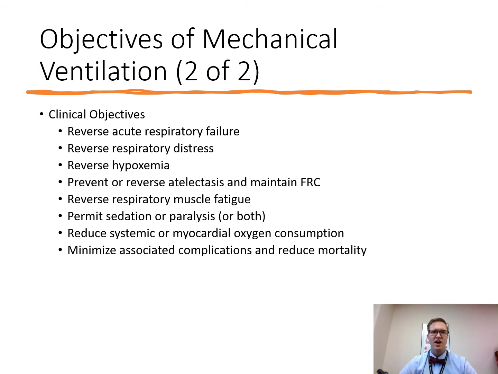The primary purpose, once again, of ventilation is to maintain adequate homeostasis. So if they can't achieve an appropriate level of ventilation to maintain gas exchange or an acid-base balance, then we're going to have to look at mechanical ventilation. So reversing acute respiratory failure is going to be one of our big signs. That's going to be determined traditionally by PaCO2 or an ABG, where we look at the arterial oxygen CO2 level. And that's something that we'll look at there.